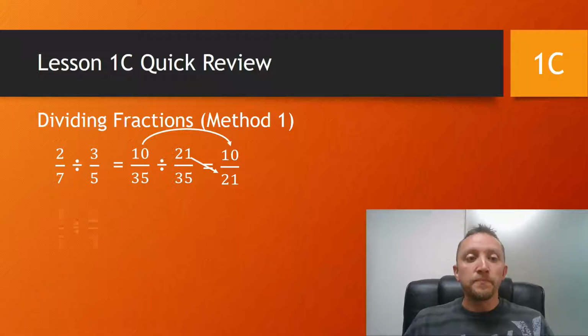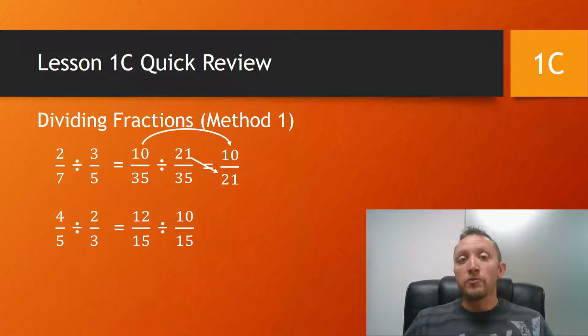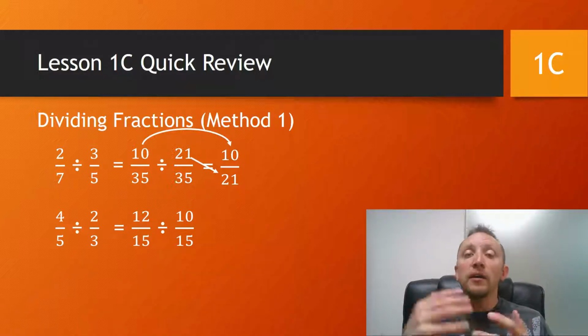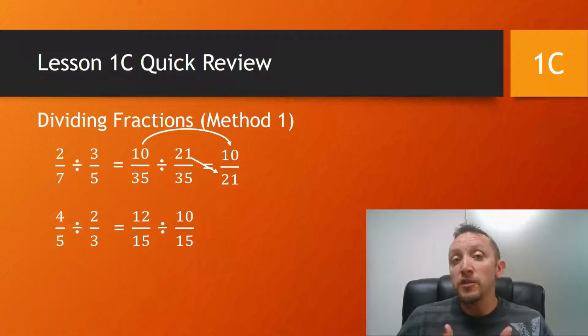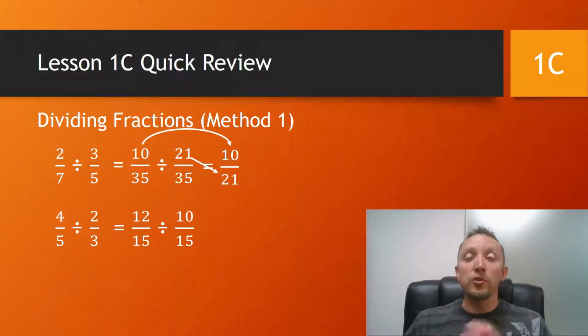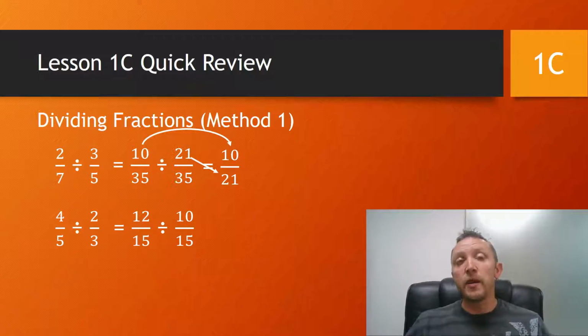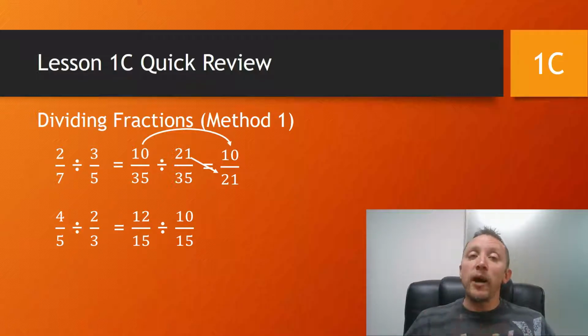Let's try another one together. Here we have 4/5 divided by 2/3. Again, we're looking for a common denominator. The common denominator in this situation would be 15. So we want to convert each of those fractions to be a fraction over 15. In that first fraction, what would I multiply 5 by to get 15? Well, 5 times 3 is 15. So we multiply the 4 times 3, and 4 times 3 gives us 12. So those two are equivalent fractions. In the second fraction, we had 2/3, and now I want a fraction over 15. What would I multiply 3 by to get 15? Well, that would be 5, and 2 times 5 would be 10.